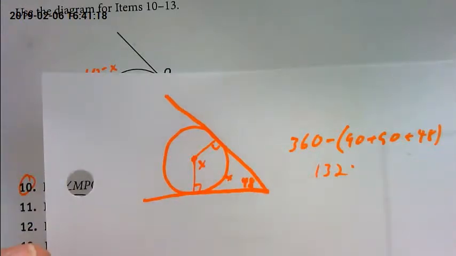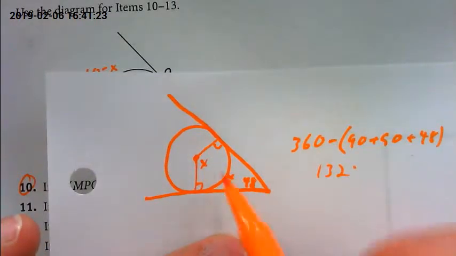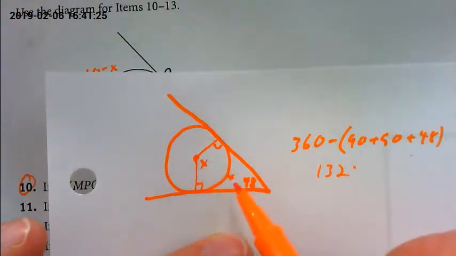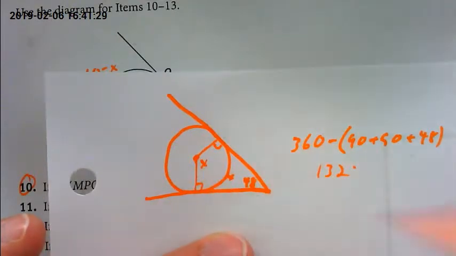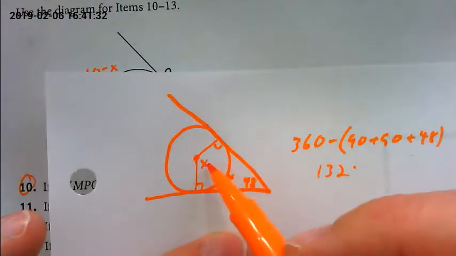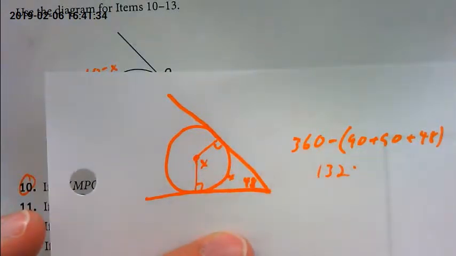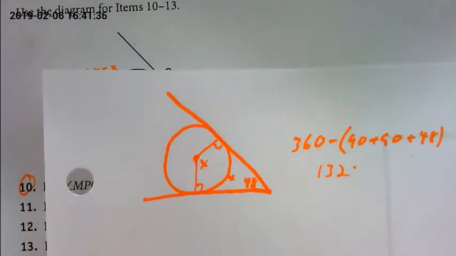And how do we know that 48 is the same as the x? 48 is not the same as x. This angle and the arc are the same because this is a central angle. So if we now found this is 132, the arc would have to be 132. Again, that only works if you have two tangents.